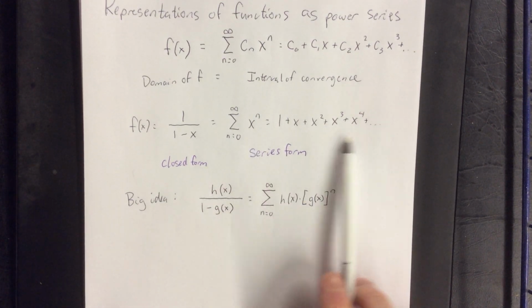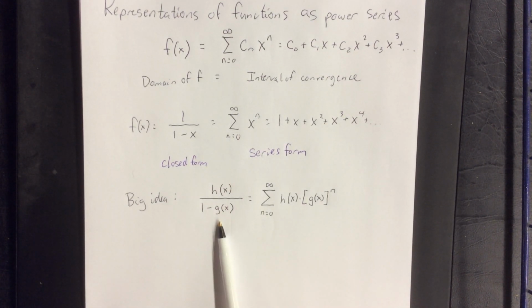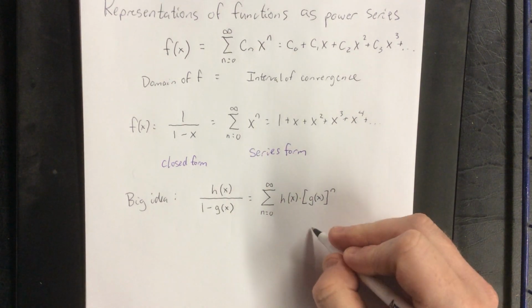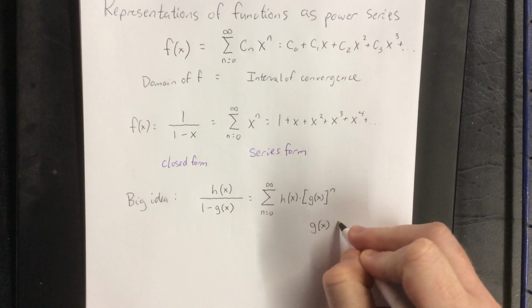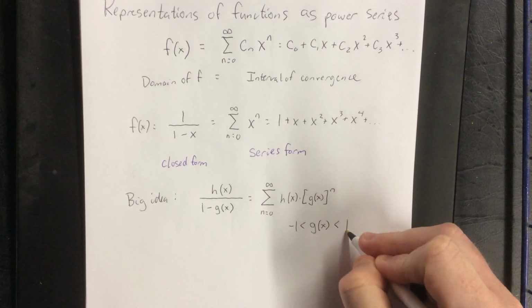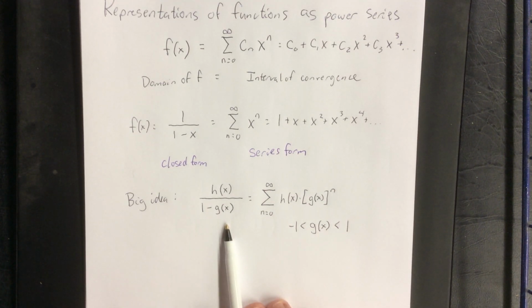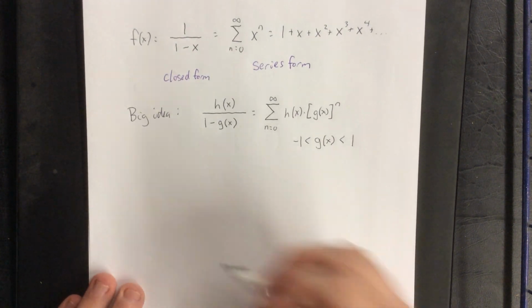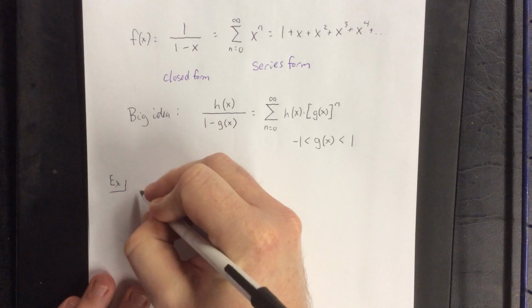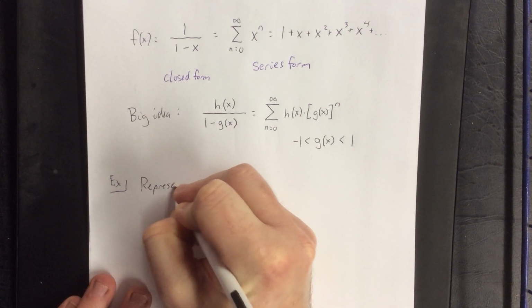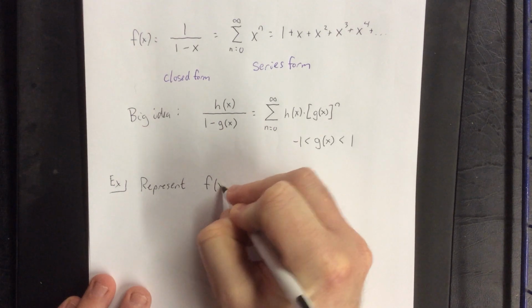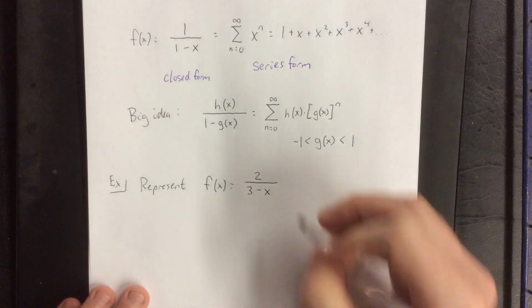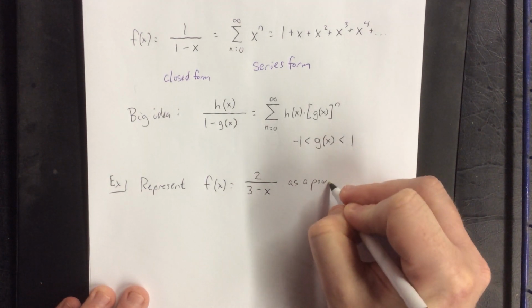So essentially take this form that we had up here, replace all of the x's with some other function of x, and then multiply both sides by this h of x. Now, this also operates under the assumption that g of x must be in between -1 and +1 in order for the sum of a geometric series to actually work out. So to give you an idea of how this works, let's represent f of x equals 2 divided by 3 minus x as a power series.